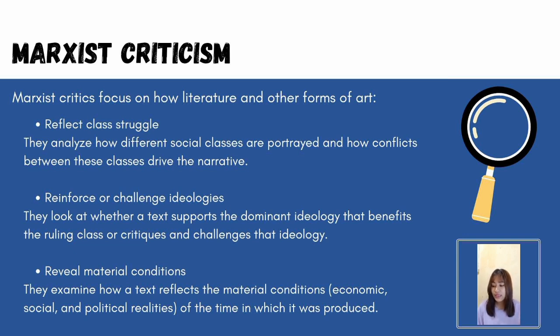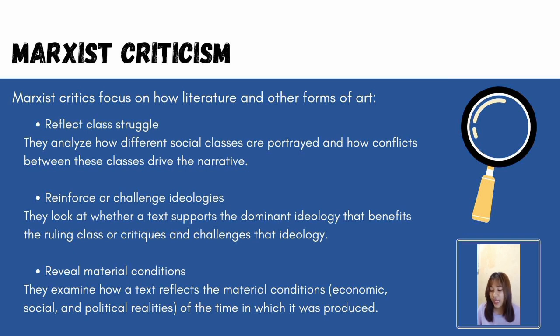So other texts might question or subvert the dominant ideology by portraying it as unjust or highlighting the suffering it causes. So a novel that depicts the harsh working conditions and exploitation of the laboring class may serve as a critic of capitalist ideology and call for social change. So Marxist critics, then third, reveal material conditions.